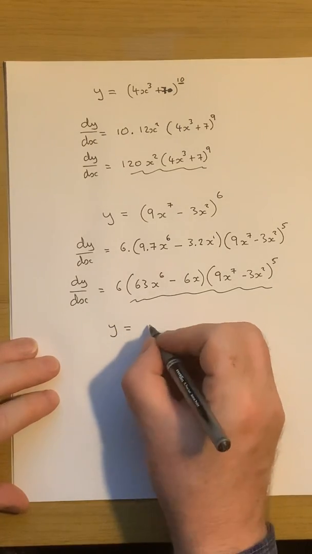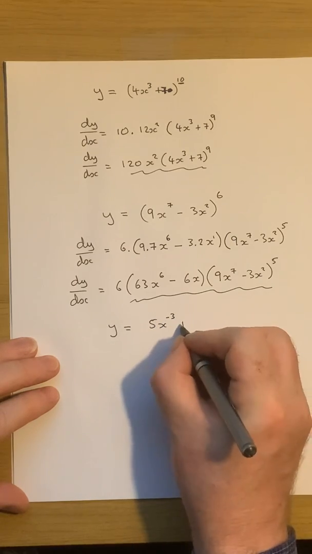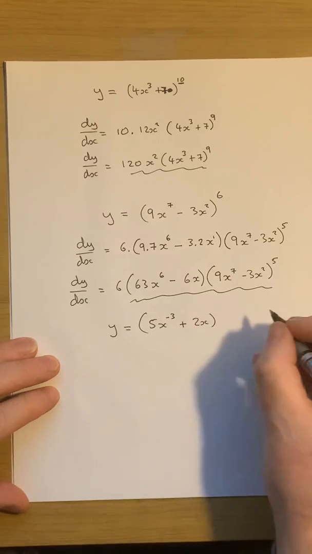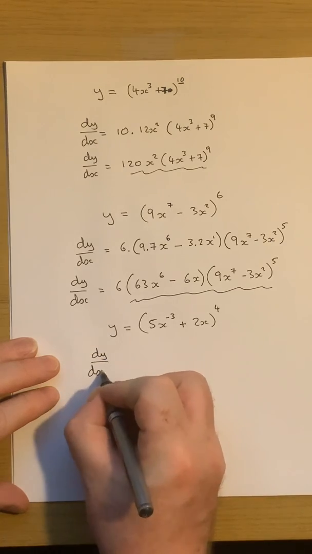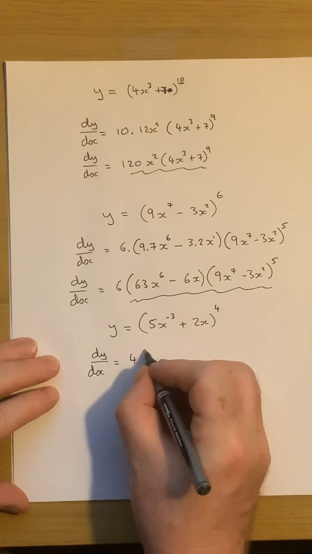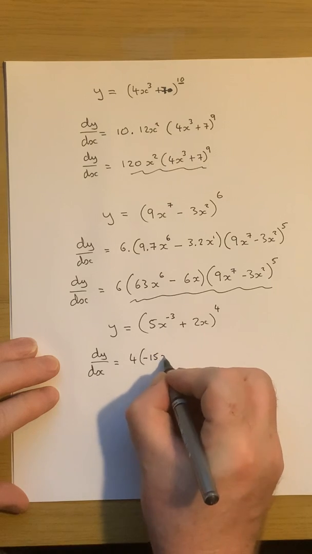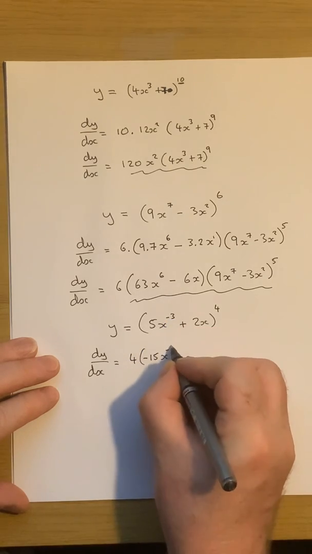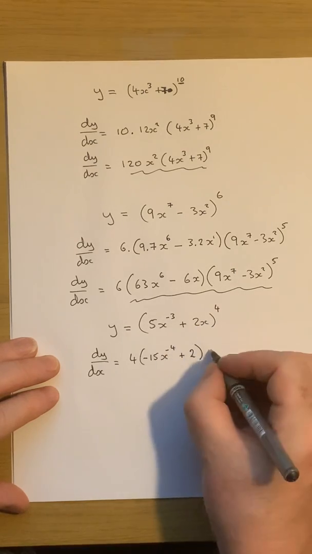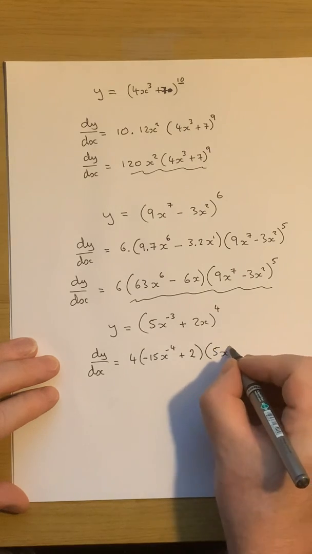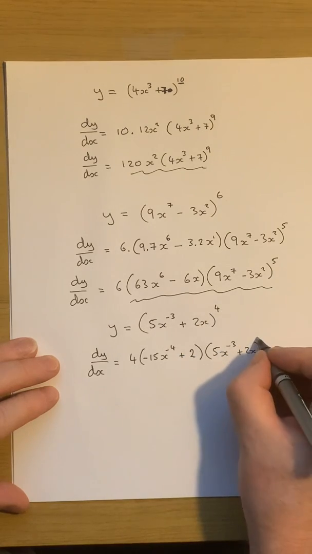We'll take a third one. y equals (5x to the power of minus 3 plus 2x) to the power of 4. dy by dx equals, we write down the 4. We now differentiate inside the brackets. 5 times minus 3 is minus 15x, minus 3 minus 1 is minus 4. Plus, differentiate 2x, you get 2. We now write down the original contents of the brackets, 5x to the minus 3 plus 2x, and we reduce the power from 4 to 3.